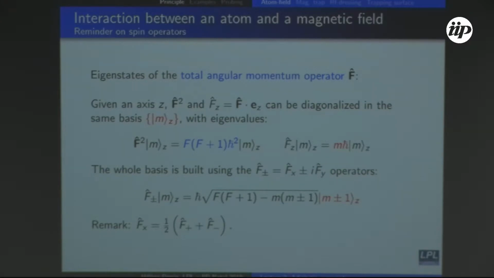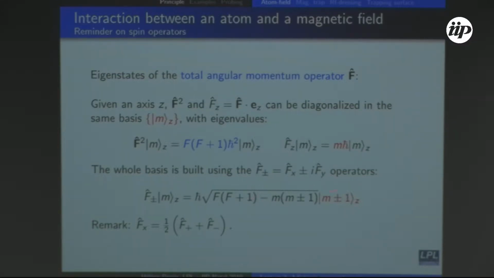So F is a good quantum operator, and MFs are good quantum numbers. So I will just label them M. Remember, it's MF. So there are bases in which F squared and Fz can be diagonalized simultaneously. The eigenstates are labeled with M in the direction Z set by the choice of the quantization axis. And the eigenvalues are F(F plus 1) h bar squared for F squared and M h bar for Fz.